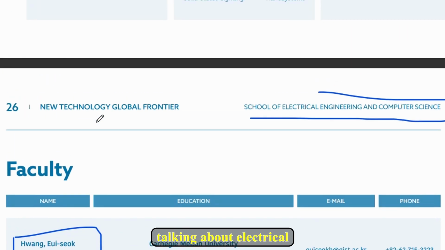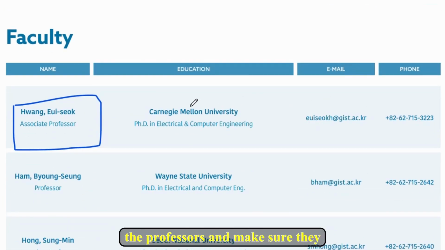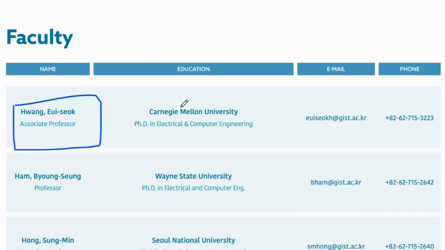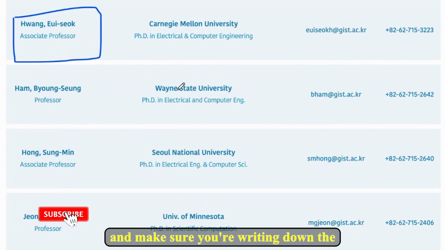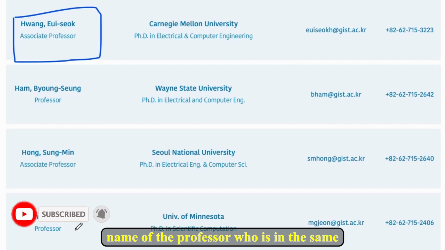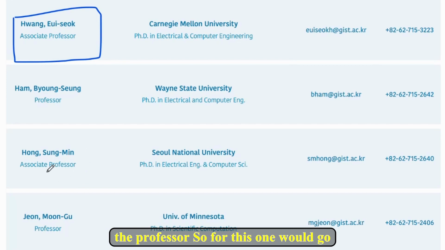For example, here we are talking about electrical engineering and computer science. You might be interested in carrying out a research on AI or maybe data mining. So you must make sure you research the professors and make sure they are interested in data mining or AI. So you must be specific with the area of research that you want to apply, and make sure you're writing down the name of the professor who is in the same area of research that you're interested in carrying out research, so that the two of you would be speaking the same language. So you have to write down the name of the professor. So for this one, we'll go with Hong Sung Min and Gwangju.